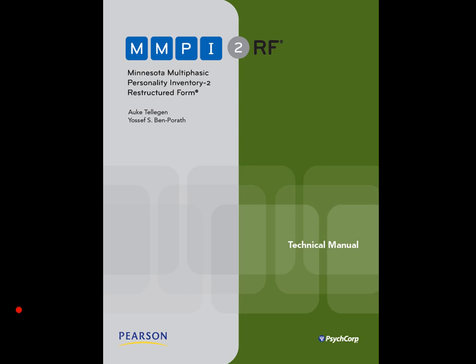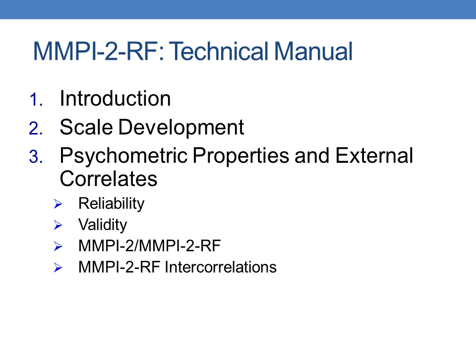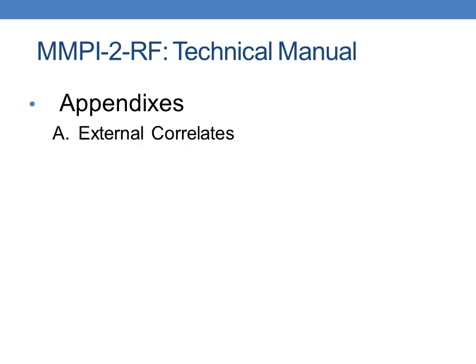But all of the correlations and the psychometrics and all that stuff is in this green technical manual. It provides a brief introduction to the test, talks about how the scales were developed, and then provides some of the psychometric properties, things that you would normally see in most test manuals. So information about reliability and validity, correlations between all of the MMPI-2 scales and all of the RF scales in a variety of settings, and then intercorrelations among all of the RF scales.